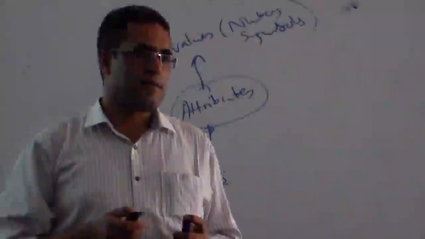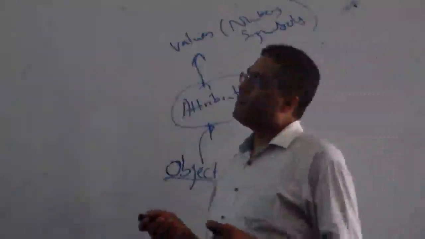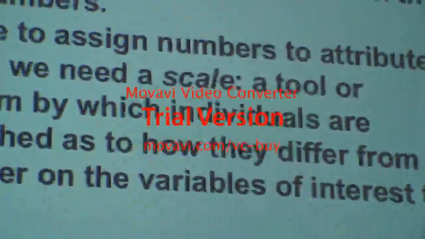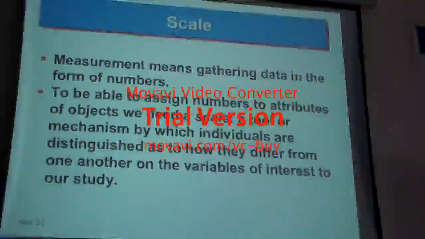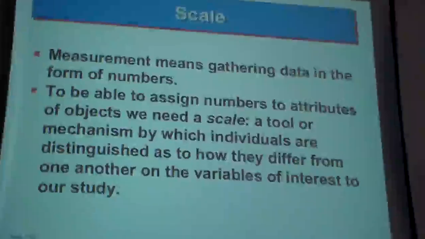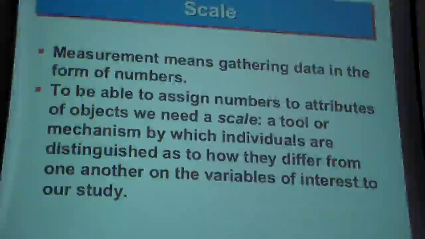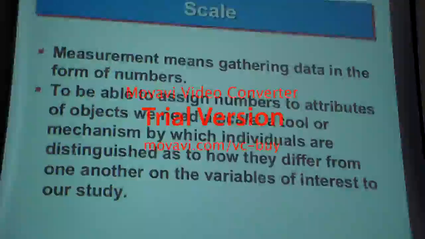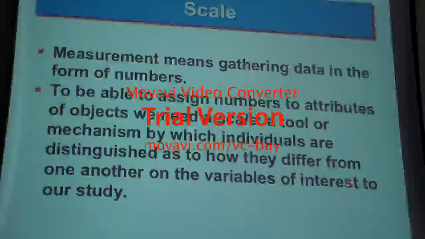We need some reference scale. A tool or mechanism by which individuals are distinguished as to how they differ from one another. For example, to differentiate the length or the height of the people, we have this reference scale. For example, this meter. Yes. So this is the scale. It is used to distinguish how those people differ from one another on the variables of interest to our study.